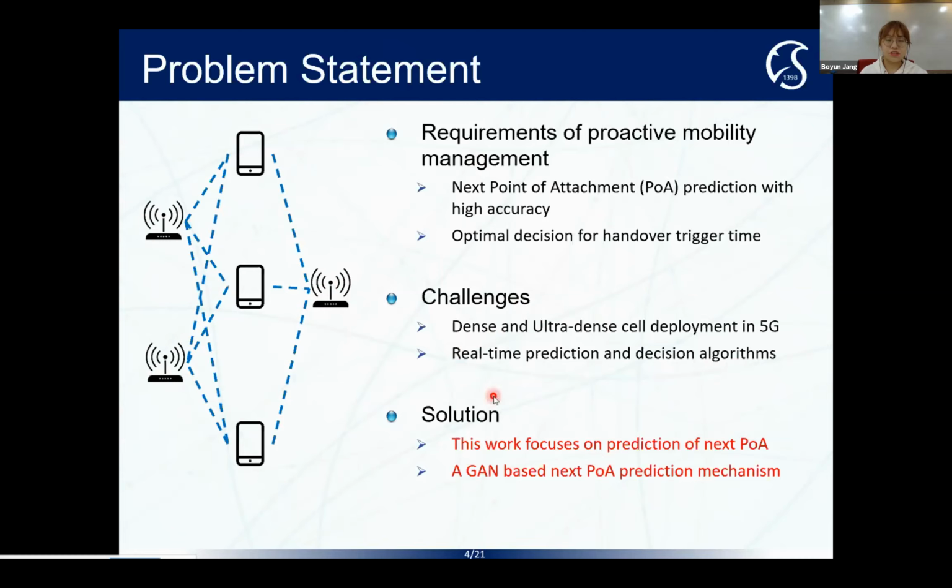This work is focused on the first requirement of proactive mobility management, that is, next point prediction with high accuracy. Thus, we suggest a next point of attachment prediction mechanism based on generative adversarial networks.